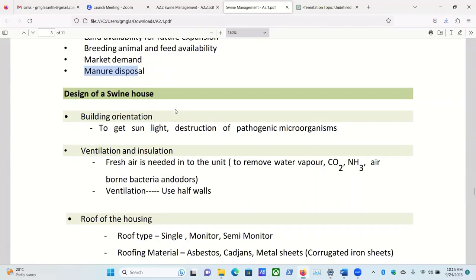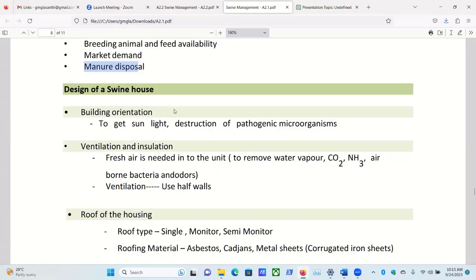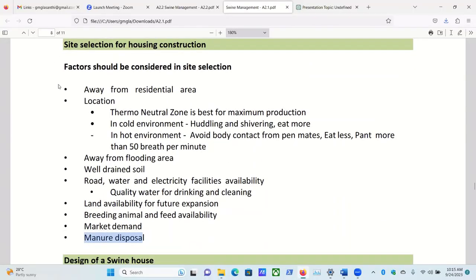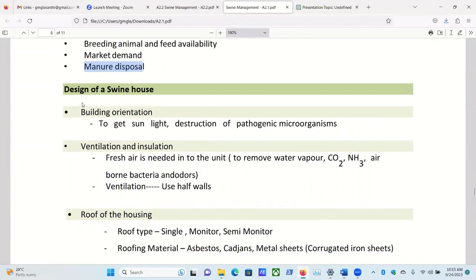And the manure disposal. A swine farm generates unbearable odor, bad smell. So you should face these types of challenges, and proper manure disposal should be there. For example, you have to build a biogas unit. So those are the things you have to have an idea about when you are selecting a site to build your swine house.